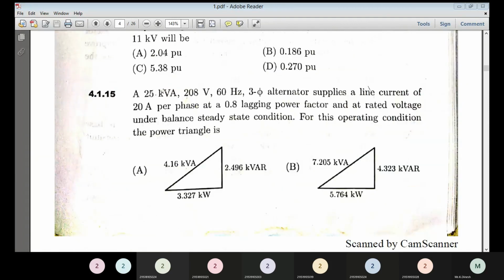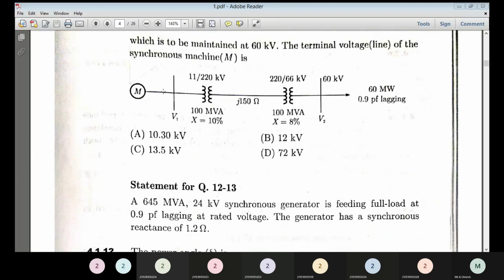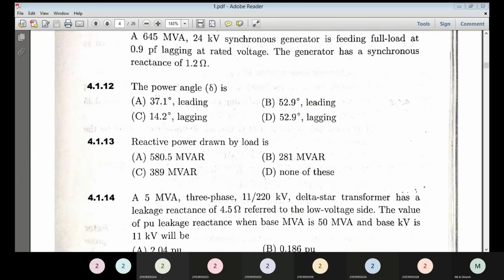The 12th and 13th are statement questions. A 645 MVA, 24 kV synchronous generator is feeding full load at 0.9 power factor lagging at the rated voltage. The generator has a synchronous reactance of 1.2. The 12th question is: what is the power angle? And the second one, based on the same statement, is to estimate the reactive power drawn by the load.